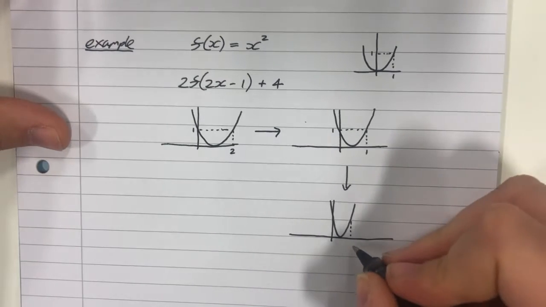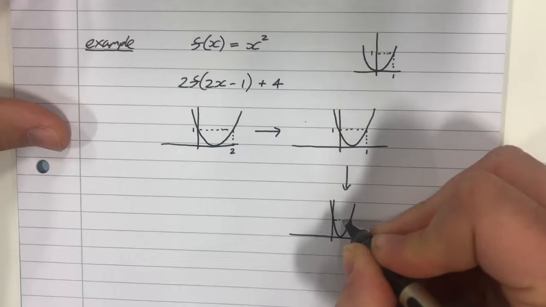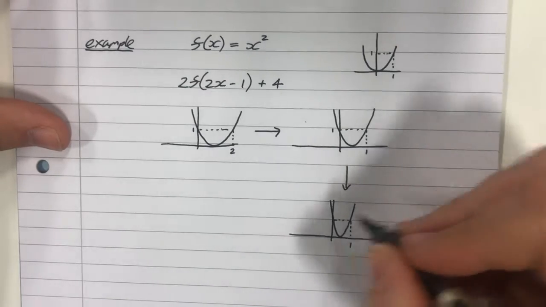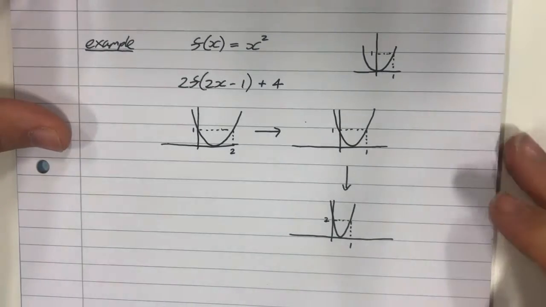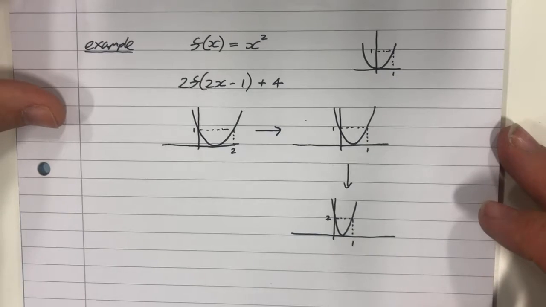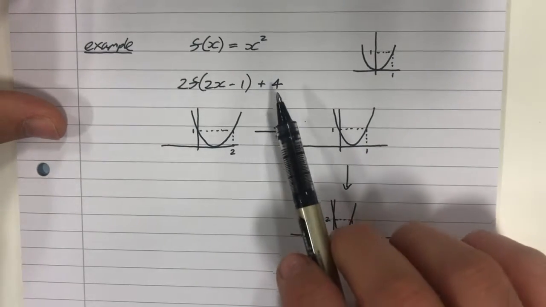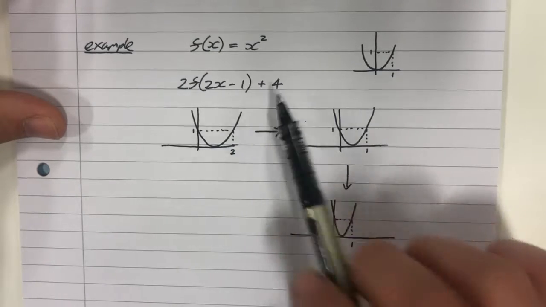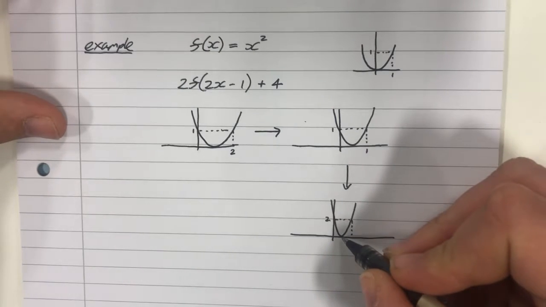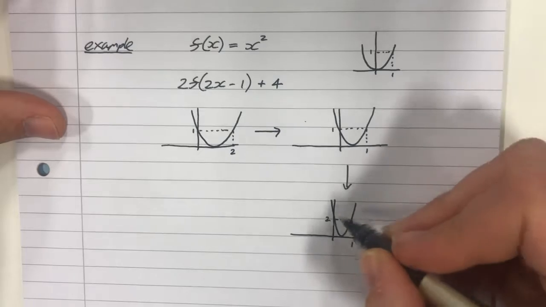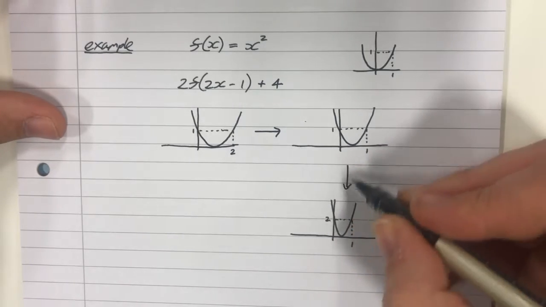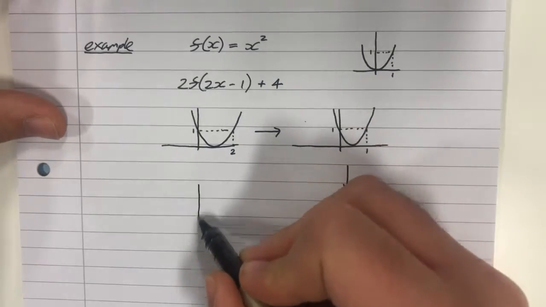The x coordinate is still going to be 1. Okay, that's not going to change now because everything I'm doing now is in the y direction. But that's going to go to a 2 because it's been stretched in the y direction. And then finally, I need to add 4 to all of my y values. So this turning point is going to go up by 4. This point's going to go up by 4. This point's going to go up. Everything's going to go up by 4.